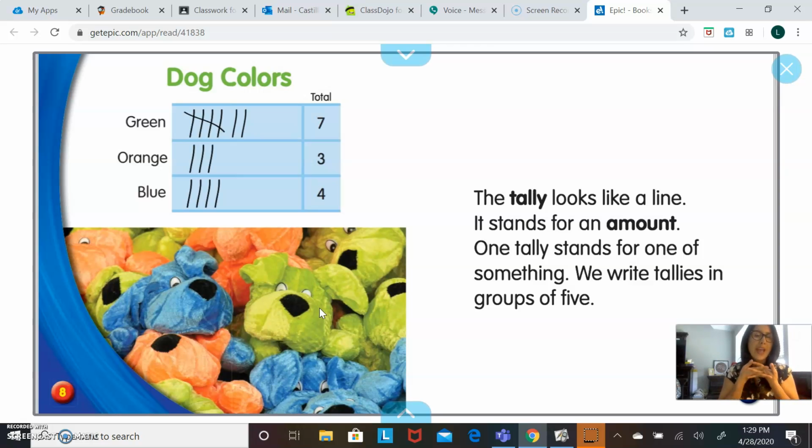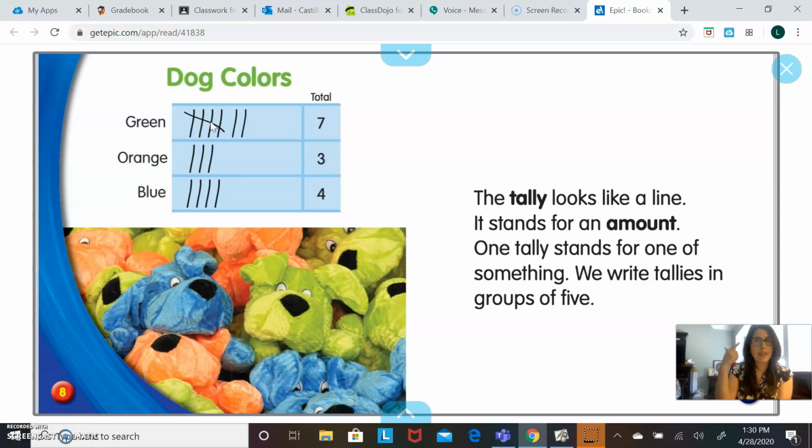So first we're going to analyze. Let's read the title, Dog Colors. So we have green, orange, and blue. Now we're going to look to see how many of each of the different dog colors this person has. So remember, this is a grouping of 5. Do we have to count each one of these tallies? No, we know that's 5. So we can just use the count-on strategy and start there.